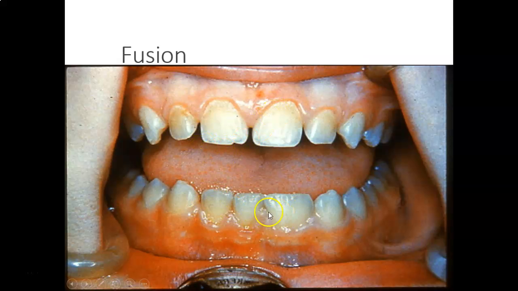Down here in the oral cavity, we see here's the canine here. The other canine is over here, and we have 1, 2, 3 incisors, but this one's really big. So this is fusion. So these 2 incisors fused together.